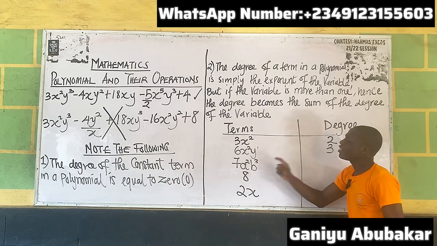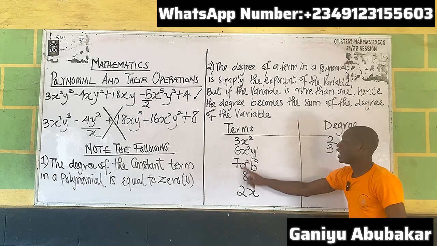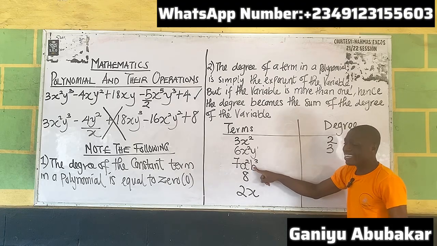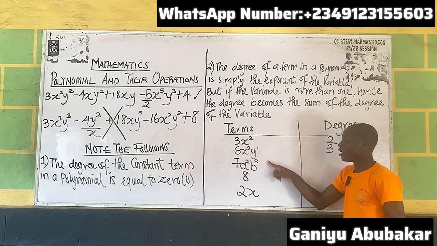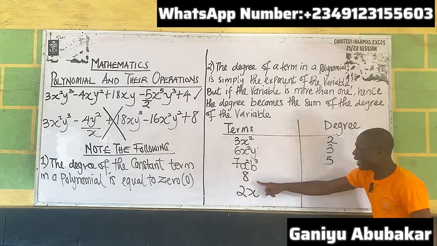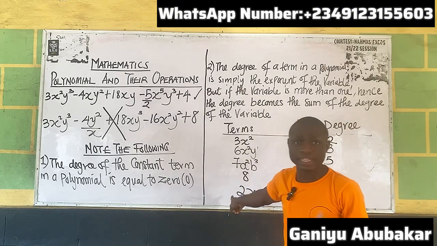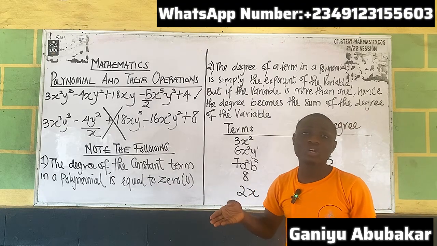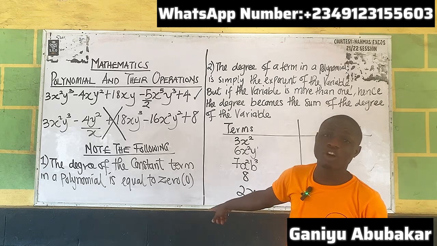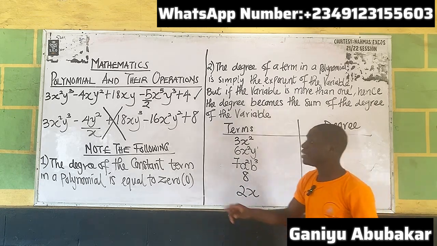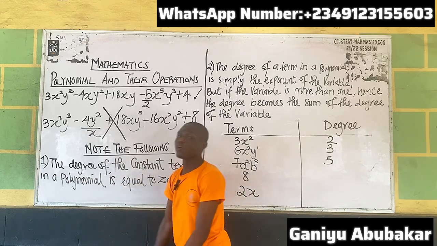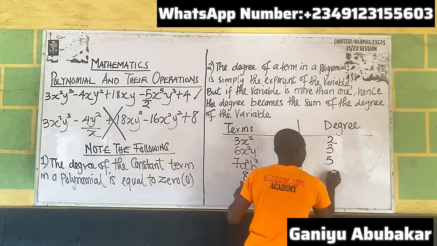If I ask you here, what is the degree of 7a squared b cubed? It's easy. I'm having two variables, a and b. To get the degree, sum the powers together. 2 plus 3 gives you 5. That's all. Then 8: in this case, 8 is a constant term. Why? It has no x or y attached to it. Because it's a constant term, we said the degree of a constant term in a polynomial is equal to 0. The degree here is 0. That's all.